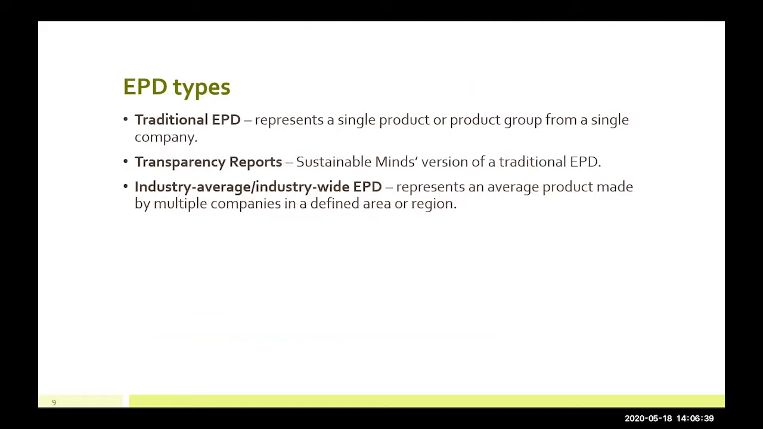The last type of EPD that you'll come across are industry average or industry-wide EPDs. These EPDs represent an average product made by multiple companies in a defined area or region. So these EPDs are most often held by trade association groups because they have the ability to collect all the environmental data from their members and then aggregate them all to create one representative EPD that defines that entire area, such as North America. Next slide.